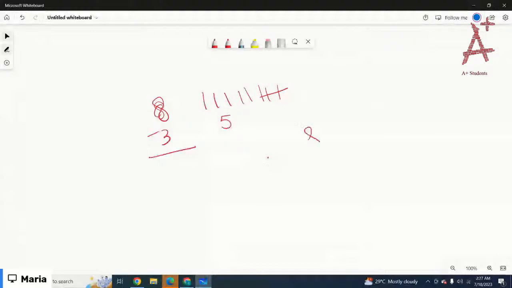Either you can start with 8, go back 3 numbers this time, because you are subtracting 3: 8, 7, 6 and 5. These are the 3 numbers you go back. So 8 take away 3 is 5. So the correct option is 5.